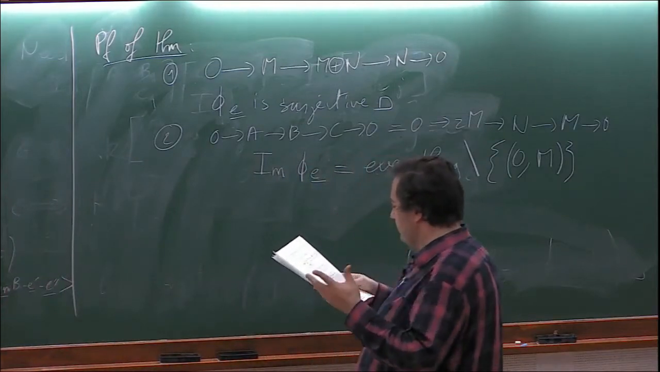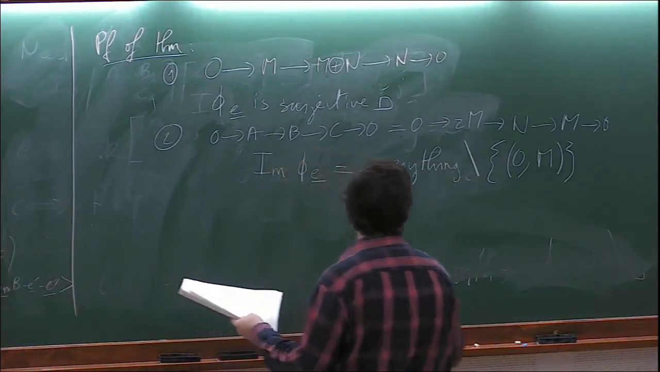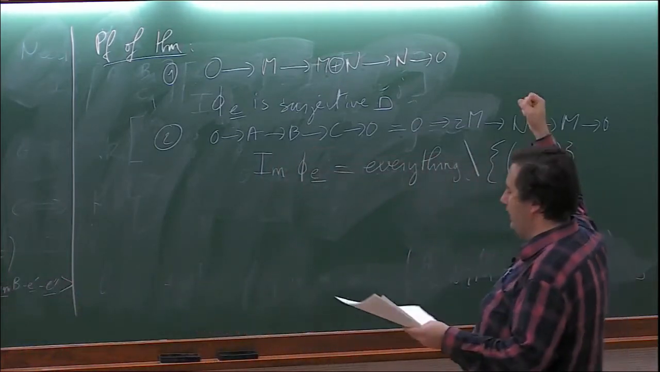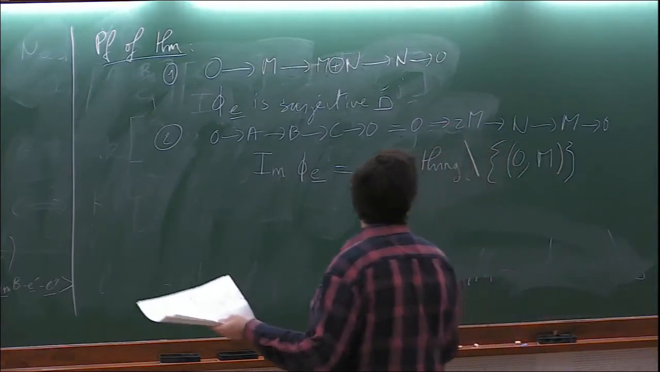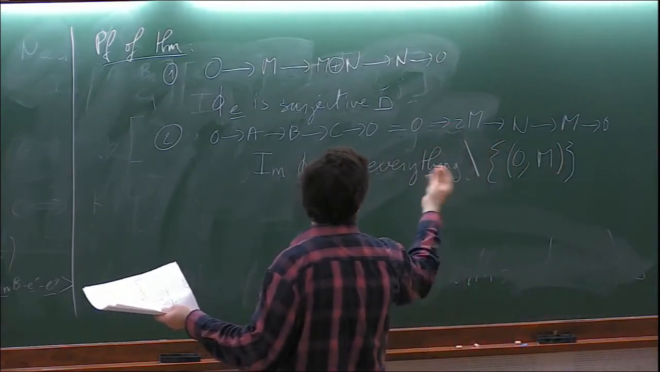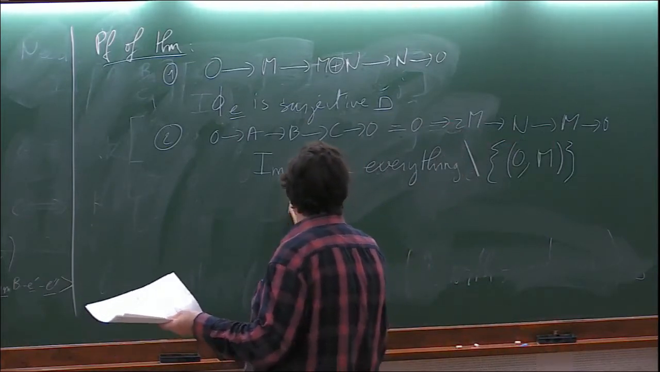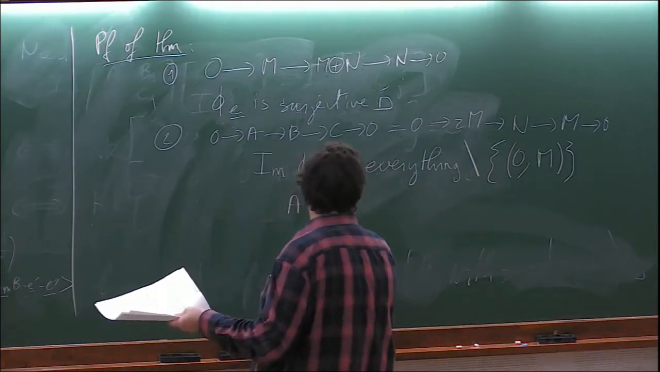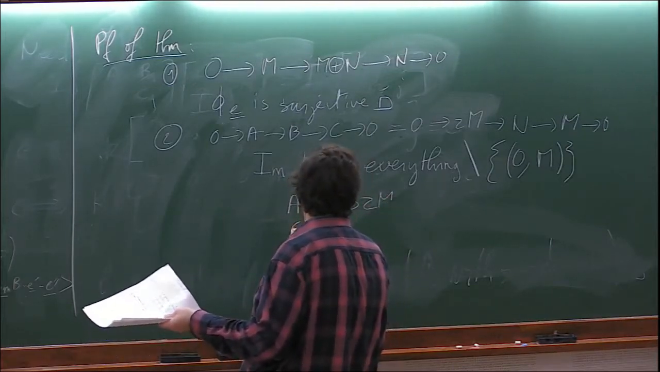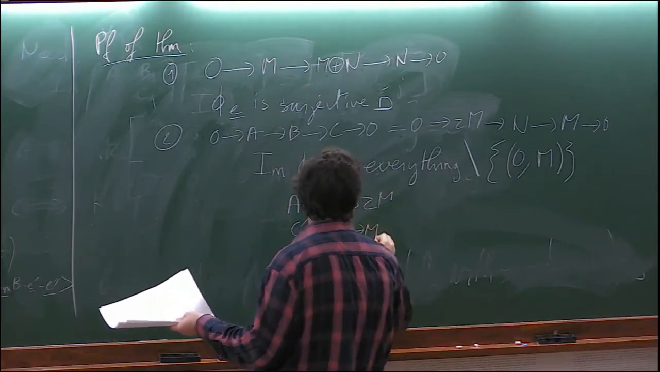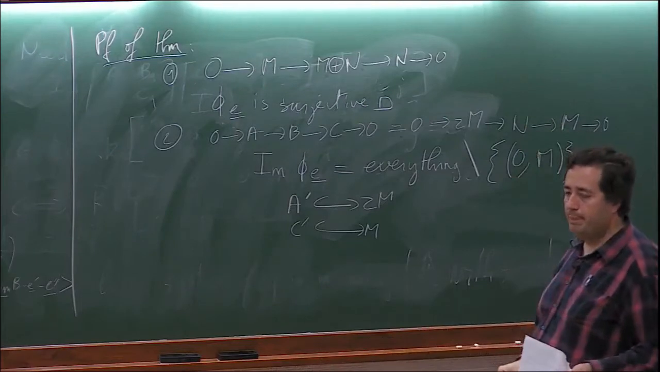But the idea is the following thing. Suppose I take some point which is not this one. So I take some submodule, I will call it A prime, a submodule of tau m. And I take C prime, a submodule of M. And I try to lift this to N.